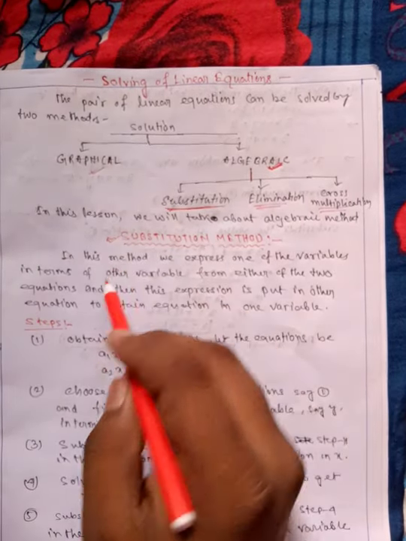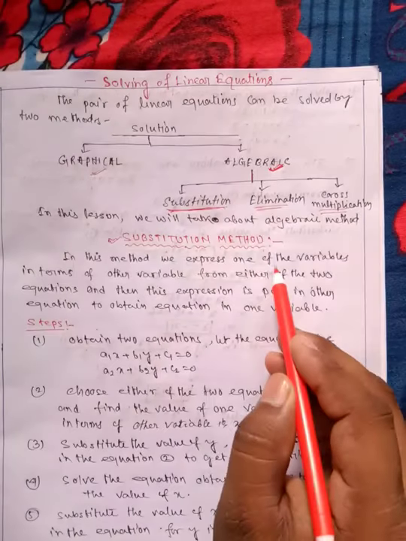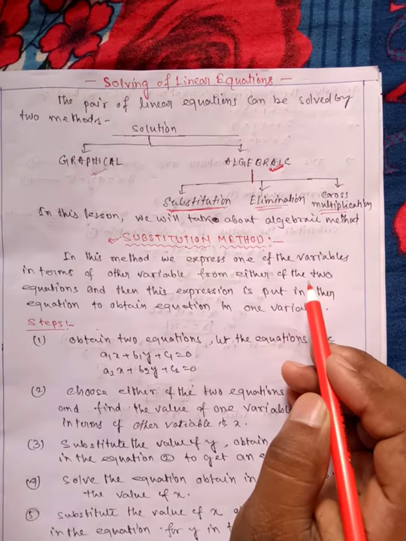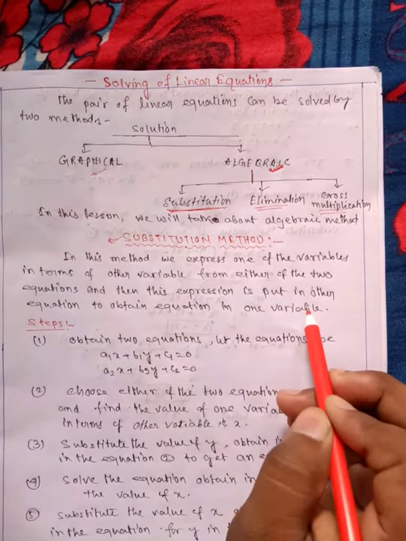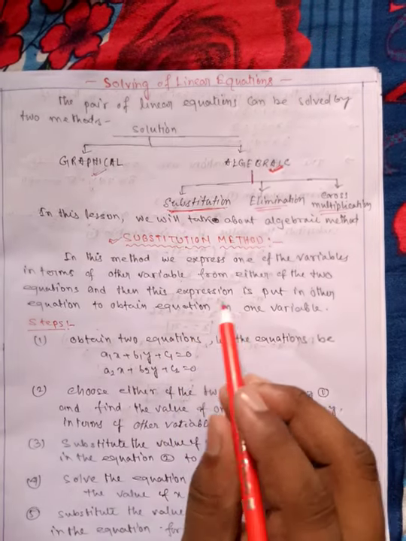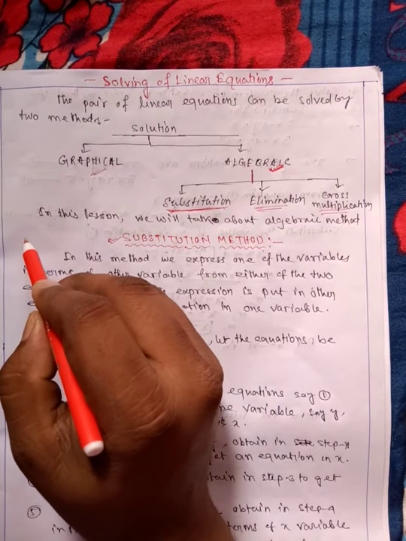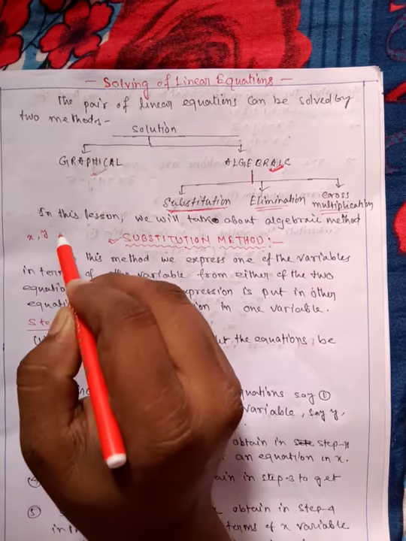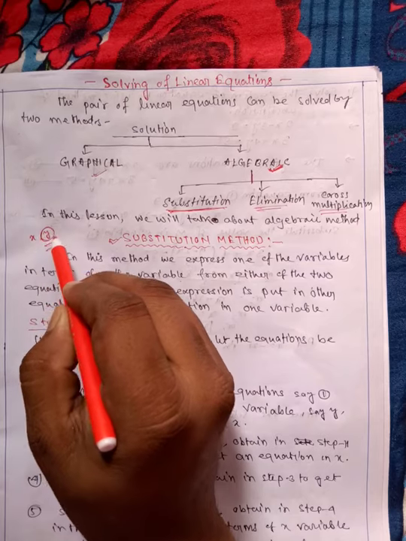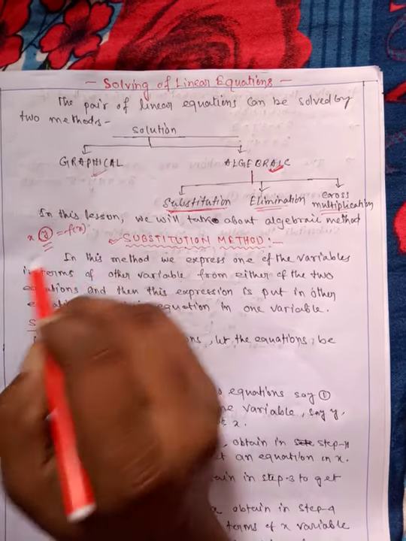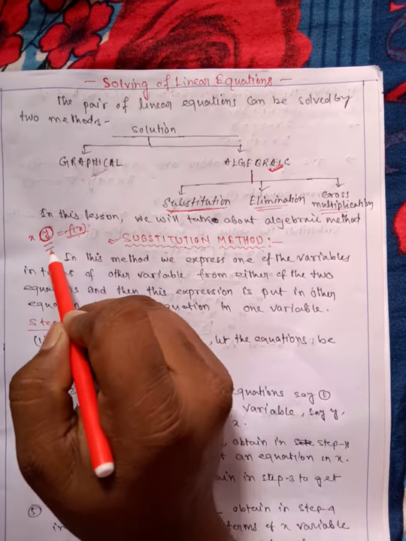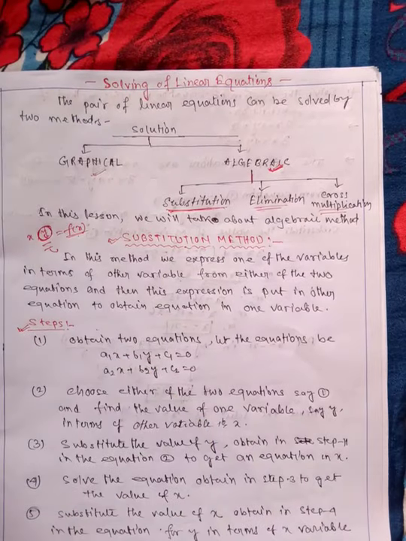What is this method? In this method we express one of the variables in terms of the other variable from either of the two equations, and then this expression is put in the other equation to obtain an equation in one variable. So in a pair of linear equations there are two variables x and y, and there are two equations. First we have to express one variable, suppose y, in terms of x, so y equal to f(x) in this form. Then I will put this value of y in the other equation. So let's see the steps of this method.